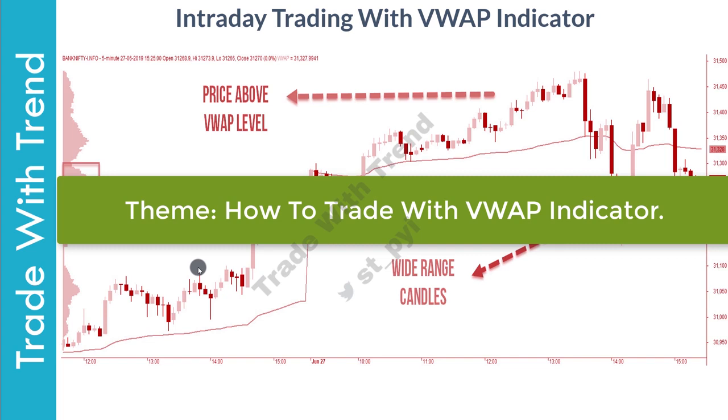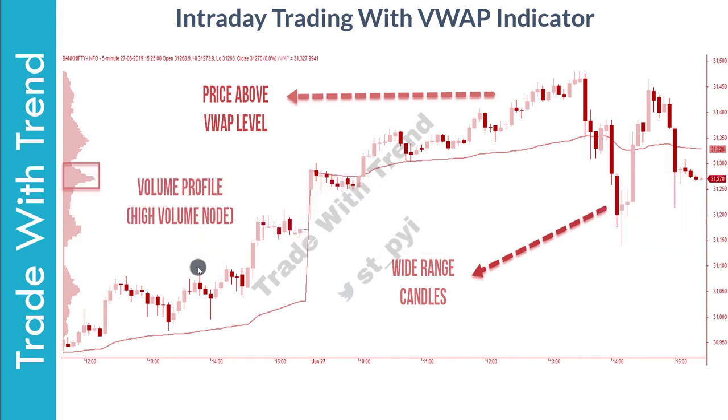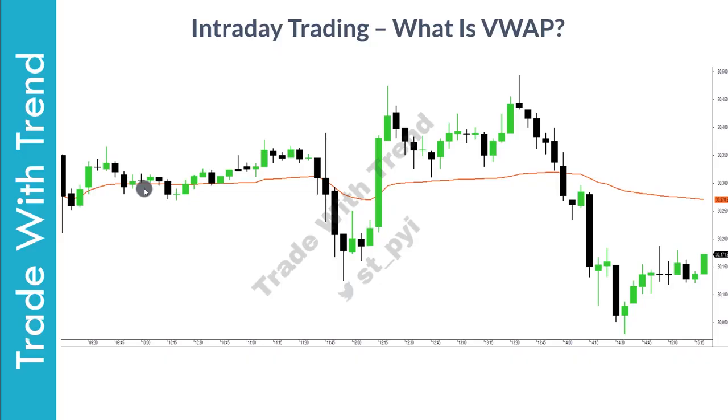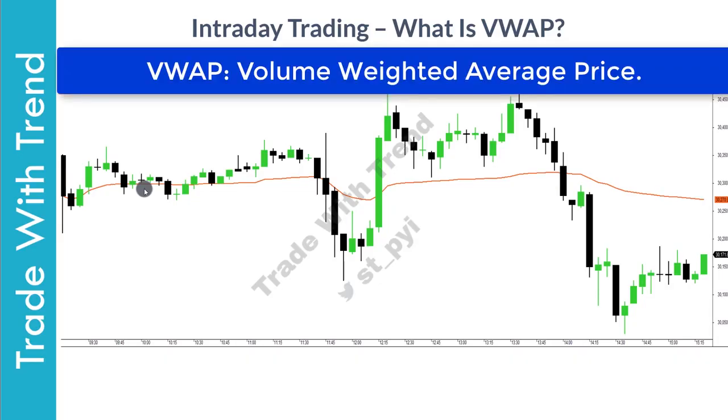Again, this intraday strategy is extremely simple and this is something you can learn today and start practicing it from Monday. So let's get started. Now, VWAP indicator, also known as volume weighted average price, is the average price a stock has traded at throughout the trading session. This is computed based on both price and volume.